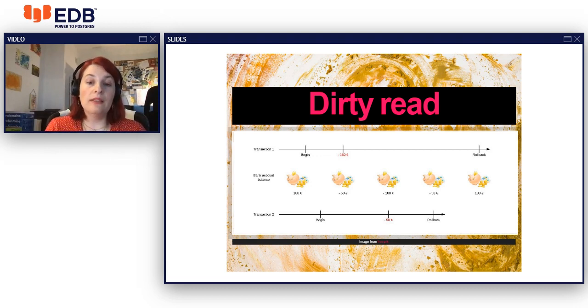But because you had this other transaction entwined with it, you weren't able to buy these shoes. Maybe it's not fair to prevent you from buying these wonderful shoes. That's dirty read.